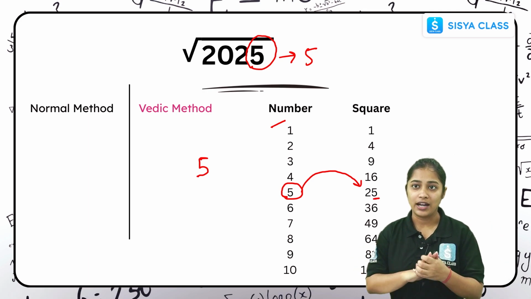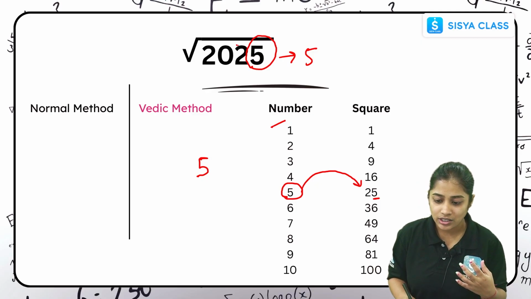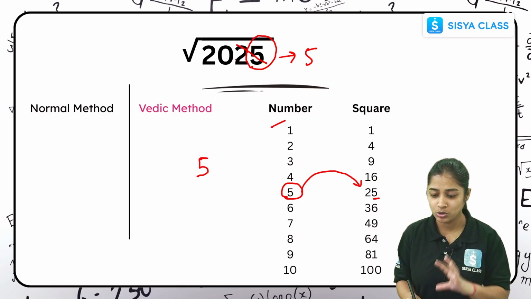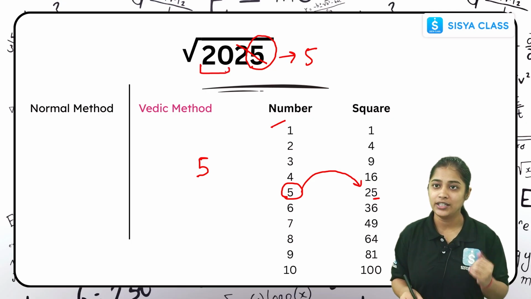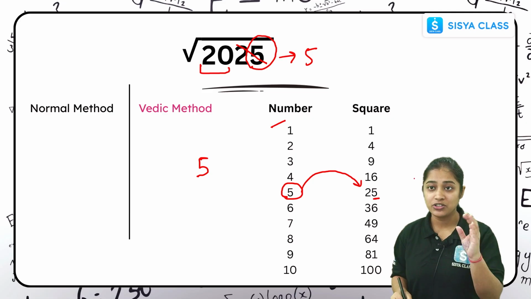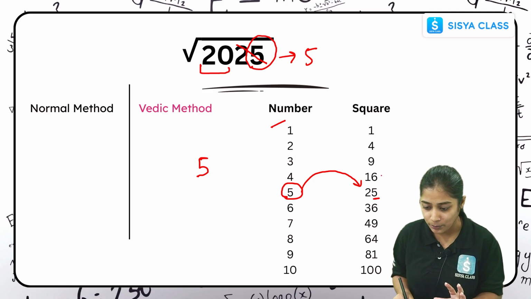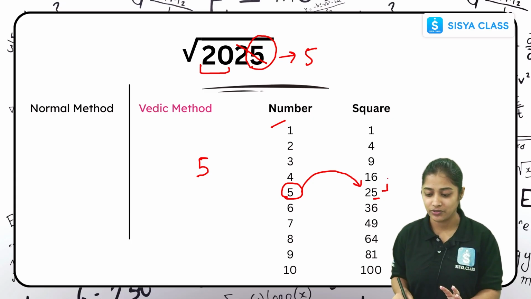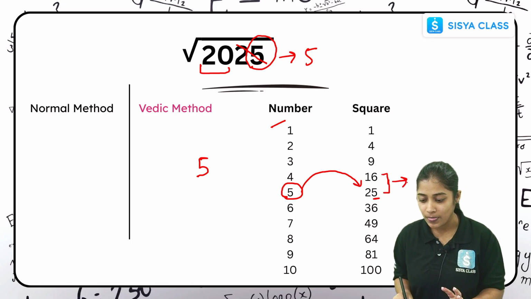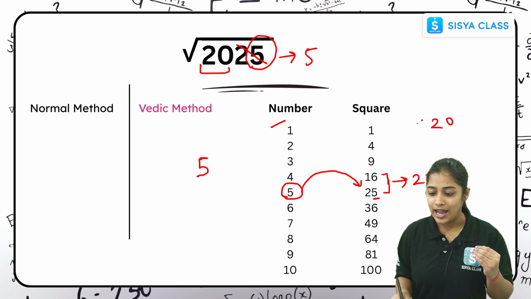Now to find the tens digit in my square root, we will cancel out the last two digits here, okay? If we cancel out the last two digits, we have the number 20 here, right? Now we check which square numbers 20 lies between, okay? So 20 lies between 16 and 25, right?